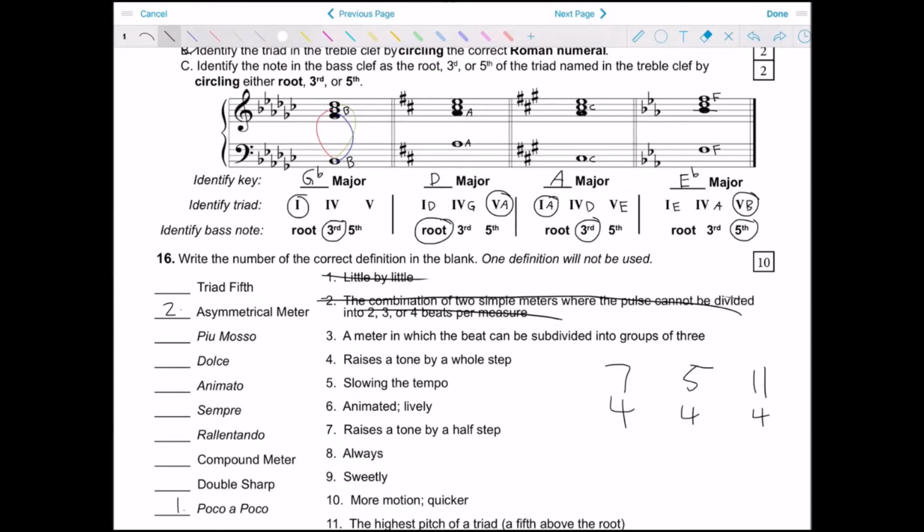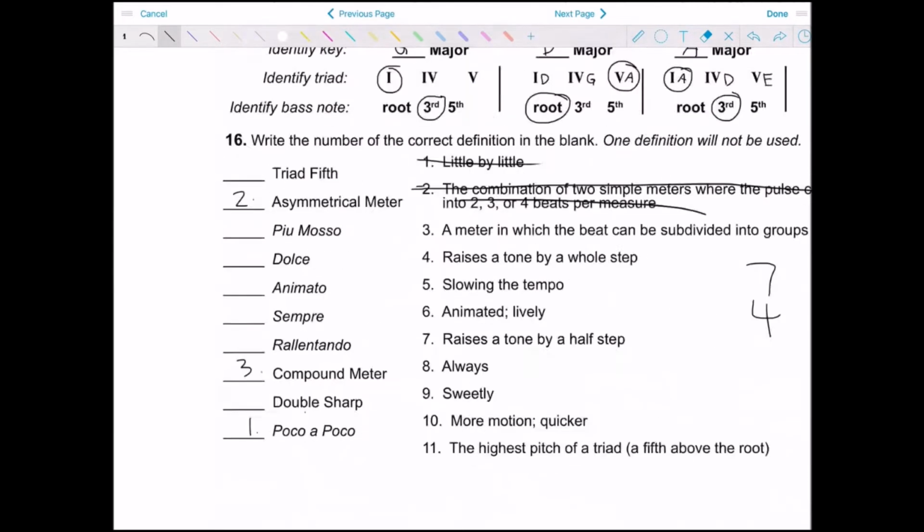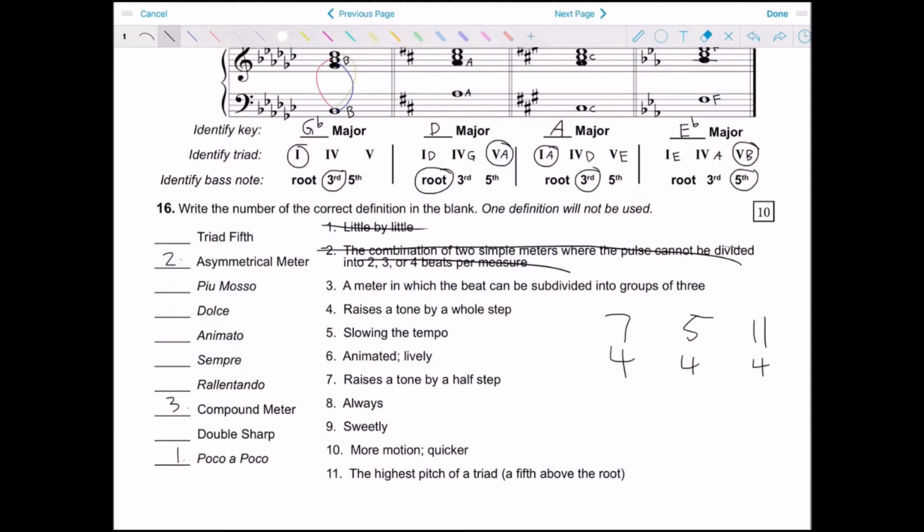Number 3 says a meter in which the beat can be subdivided into groups of 3. If it can be subdivided into groups of 3, like 6/8 time, 9/8 time, 12/8 time, I guess you could have a 15/8 time. I don't really know. Probably not. I bet you'll only ever see up to 12/8 time. But that's divisible by 3, so that would be a compound meter. If it has an 8 on the bottom and it's ever divisible by 3, then you know you have a compound meter.